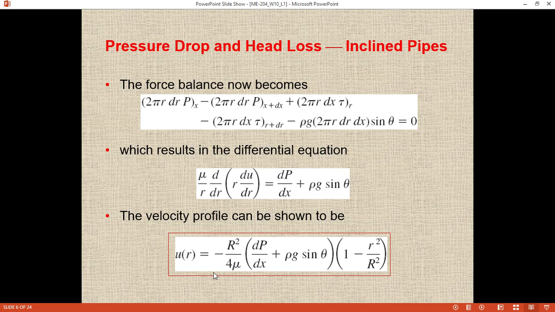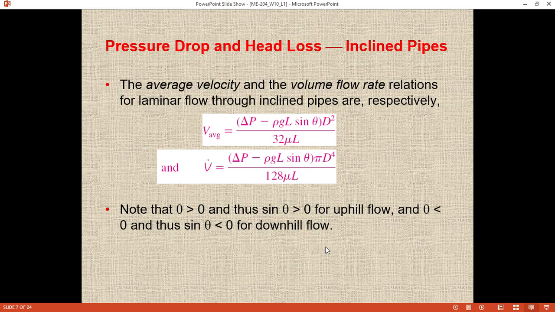This indicates that even if the pipe is inclined, the fully developed laminar flow has a velocity profile with a parabolic shape. This is a second-degree equation, showing a parabolic shape. And here, by using Poiseuille's law, this is the volume flow rate that we have derived for the inclined pipe.